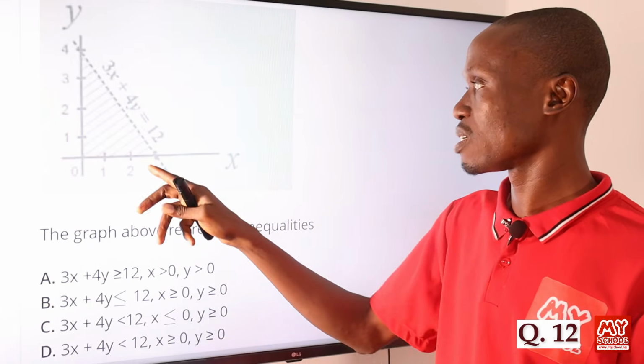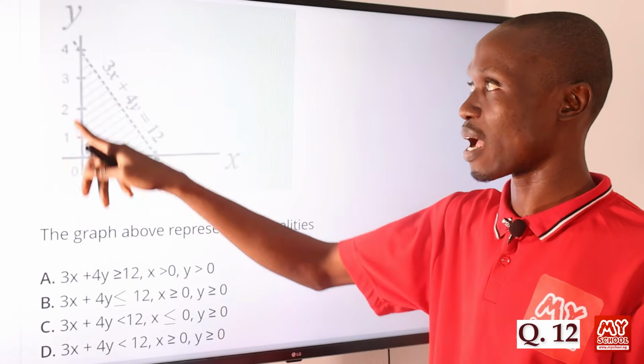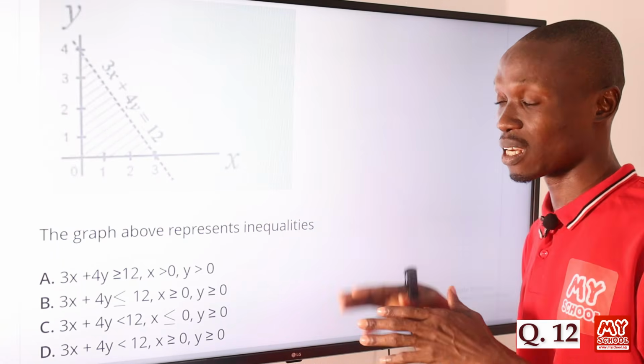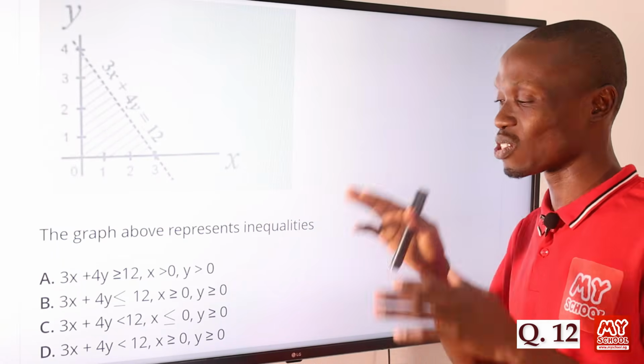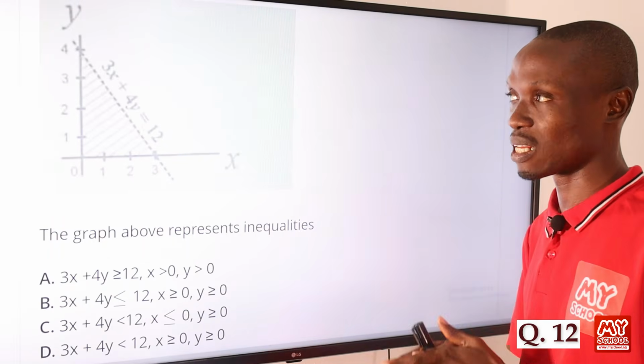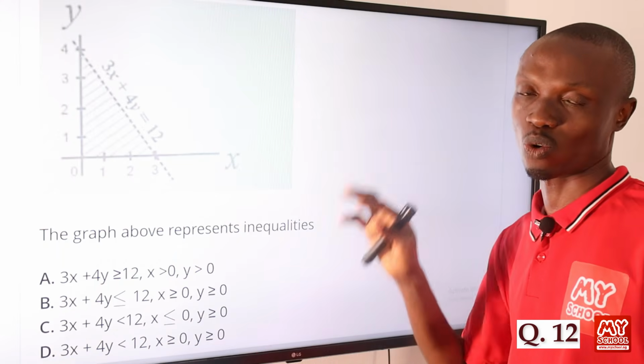Now, if you look, this line actually cuts the positive side of x, and this line also cuts the positive side of y. So that indicates that x is greater than or equal to 0, and y is greater than or equal to 0. So that makes option D the correct answer to this question.